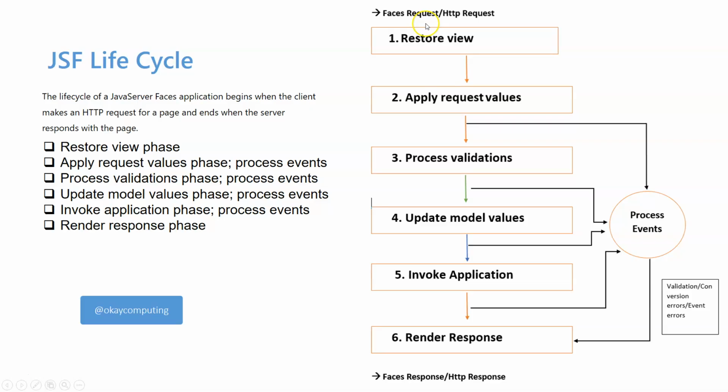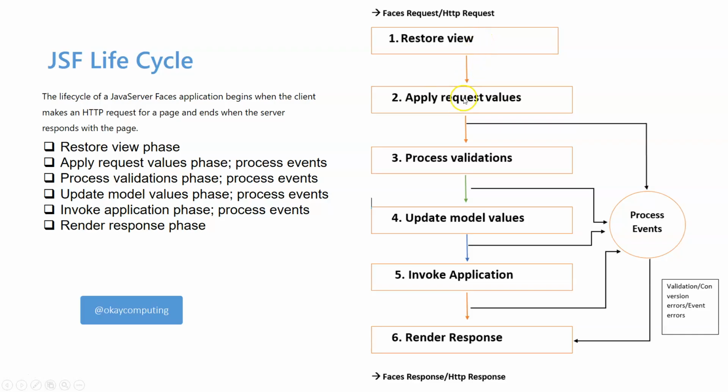So this is the life cycle. You can see the life cycle stages, or life cycle phases, of a JSF request. So first thing is we need to have a hit. Whenever there is a click, the life cycle of a JSF application begins when the client makes an HTTP request for a page and ends when the server responds with the page. Okay. So basically, the life cycle begins when a user clicks on a link or on a button on the screen. And then the very first phase is restore view.